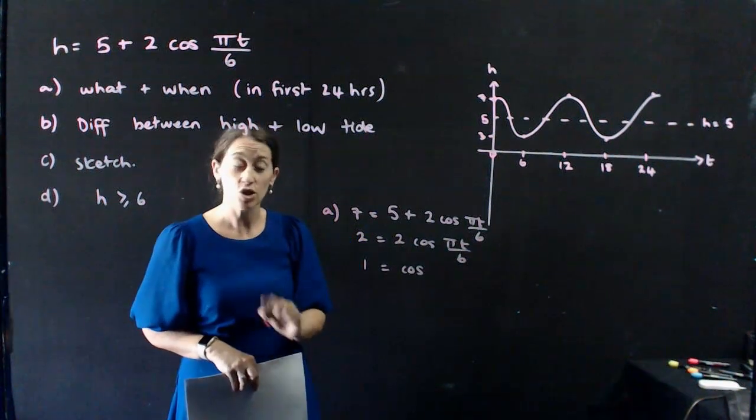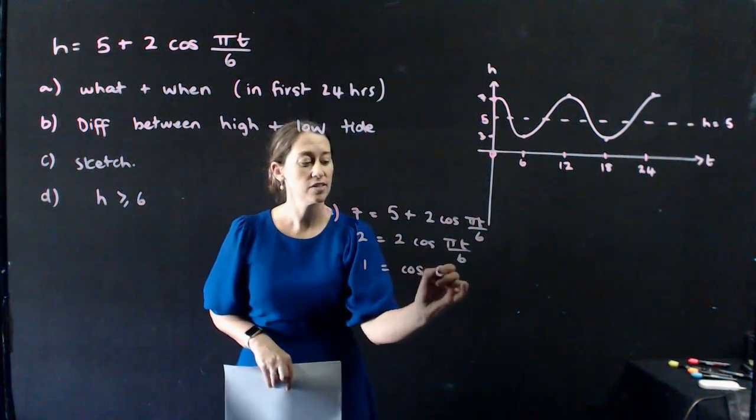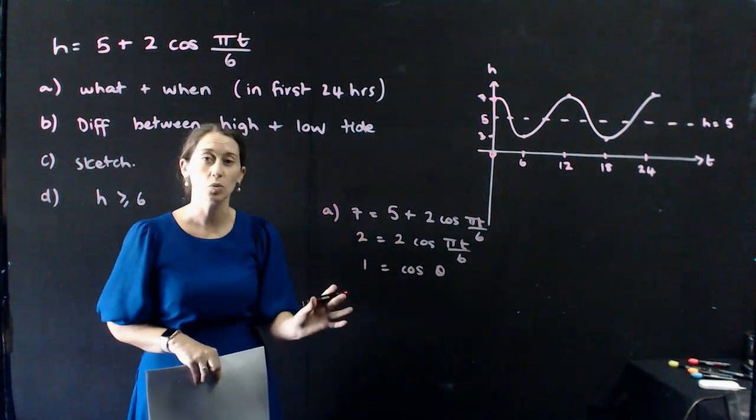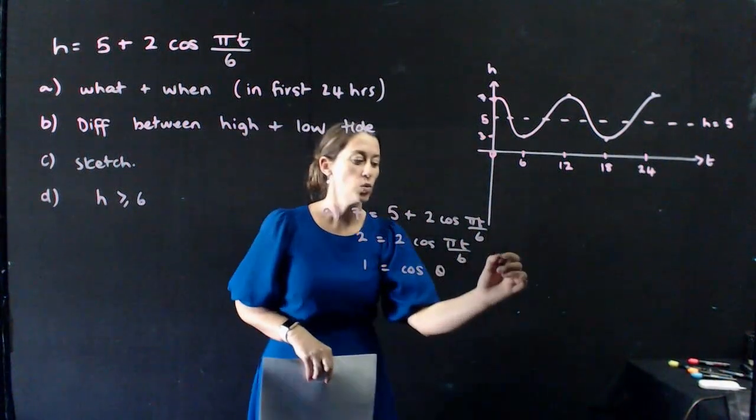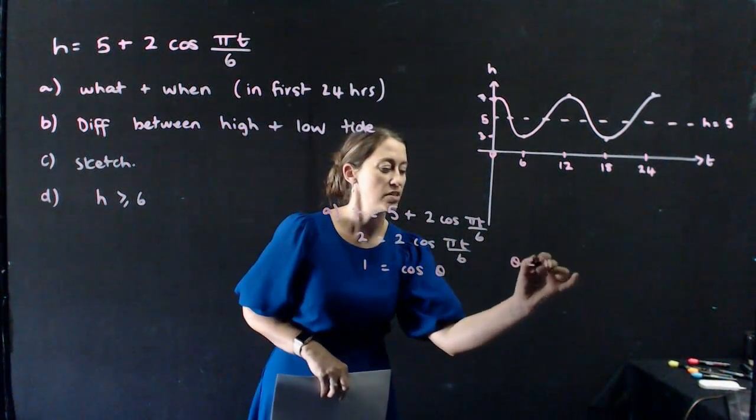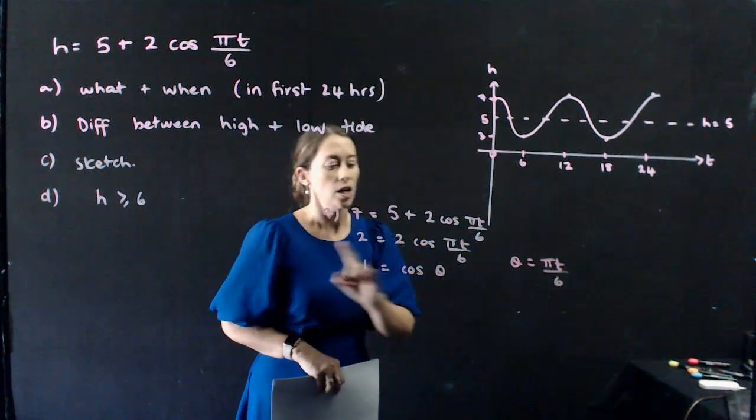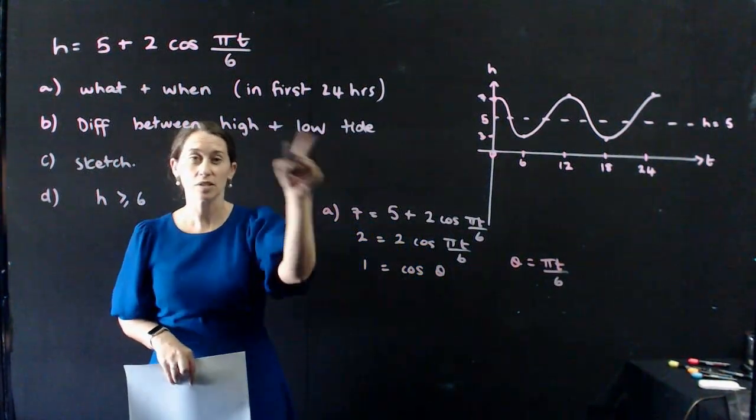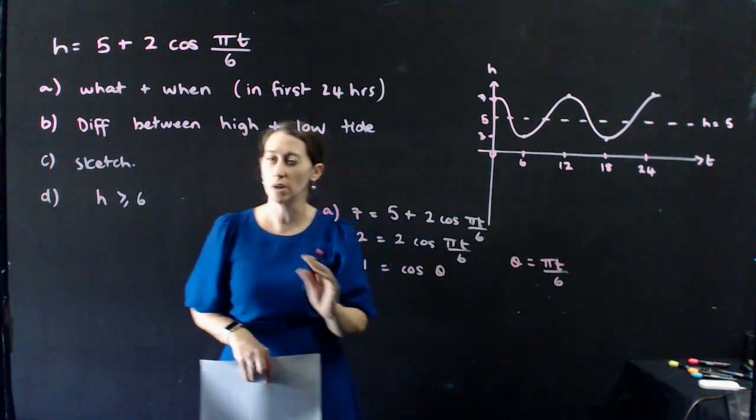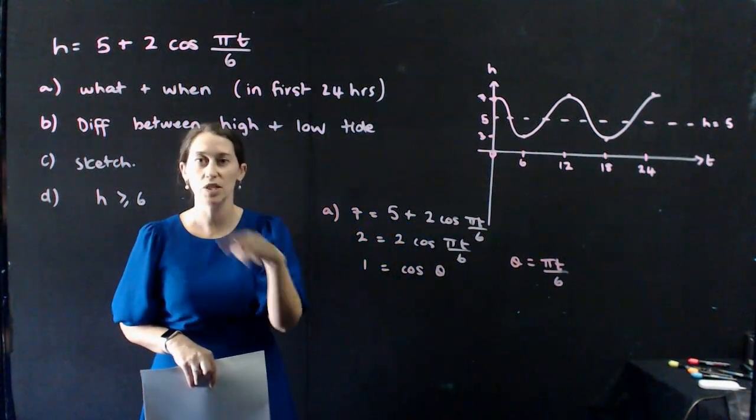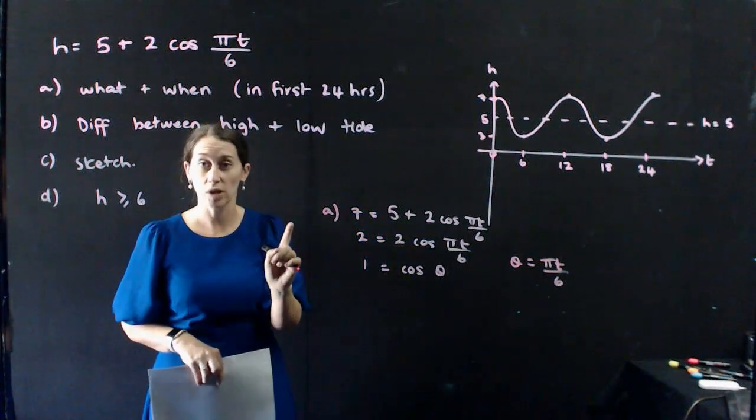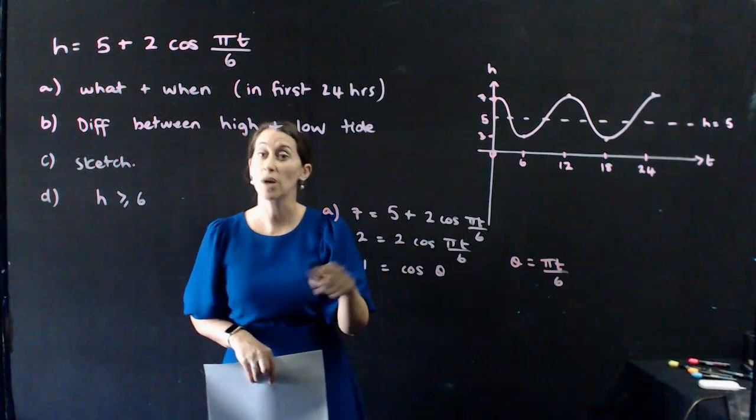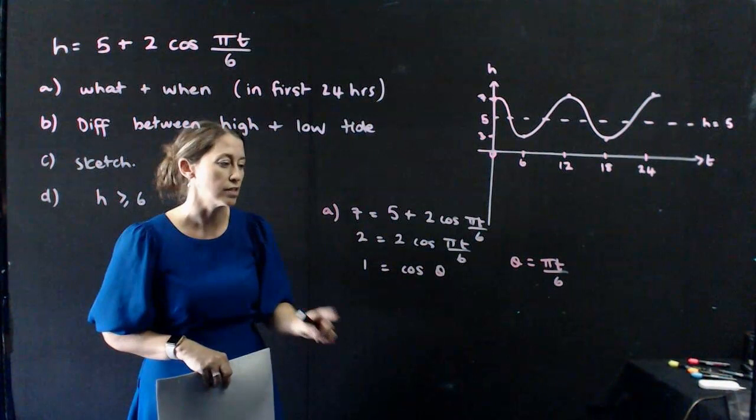Now I'm going to do a substitution here for all of this. Let's just say the value of cos theta has to equal 1. I can work this out later. Let's just write down that we're doing a substitution here. Now, on the unit circle, because I'm going in the first 24 hours, that's 2 periods. Remember, we worked out earlier that one cycle around the unit circle was 12 hours, and we want the first 24 hours. So we will need to go twice around that unit circle.